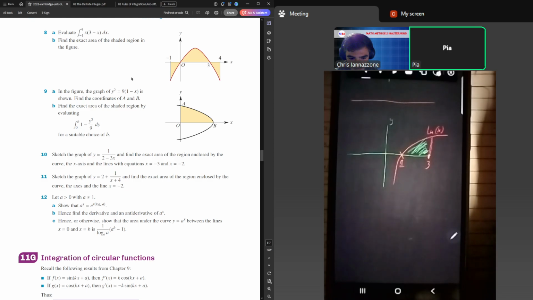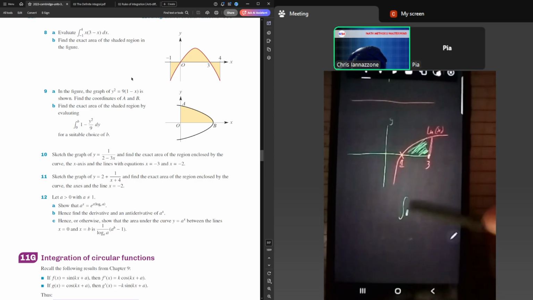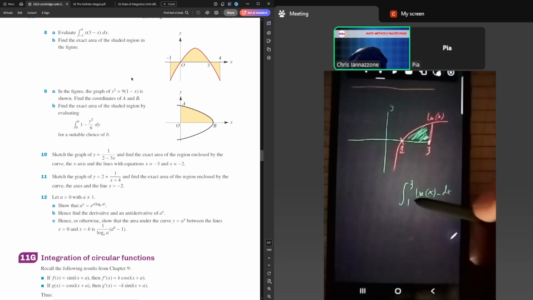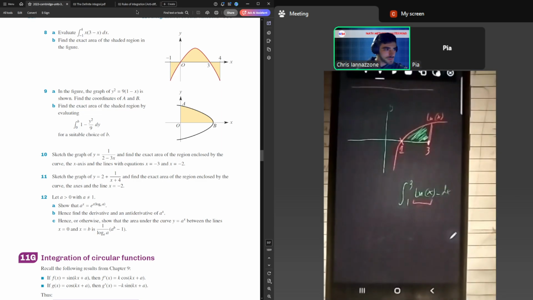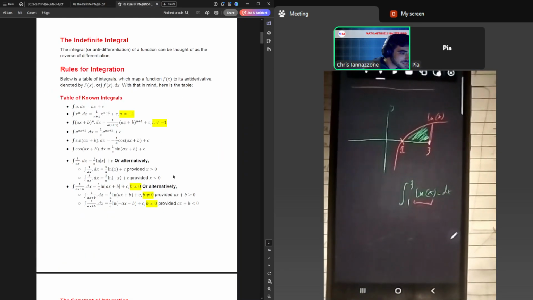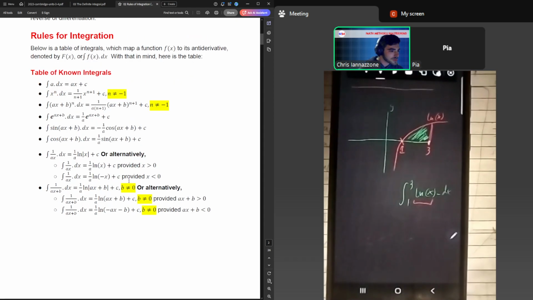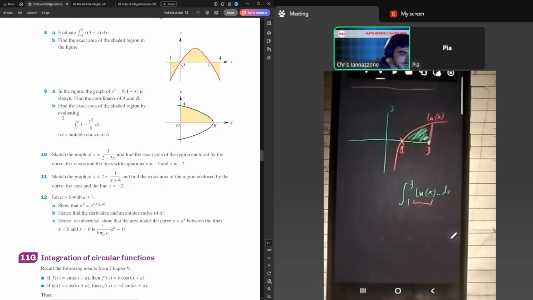Could we do integral 3 to 1? Yep, integral 3 to 1 of the natural log. That would be cool. Only one problem. No idea how to antidiff a log. If you take a look at the screen share again and you look at the table of known integrals, you'll notice that log only ever appears on the right-hand side of the table, not the left-hand side, which is what we want. So antidiff of natural log is not something we know how to actually do. Or at least we're not given the formula for doing so.